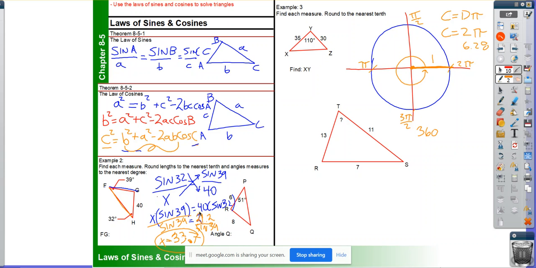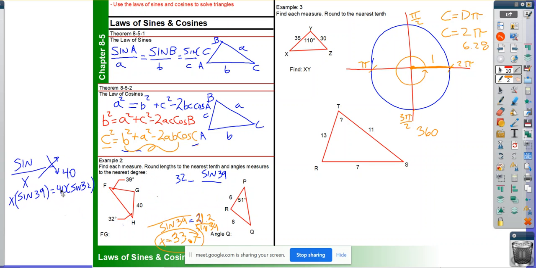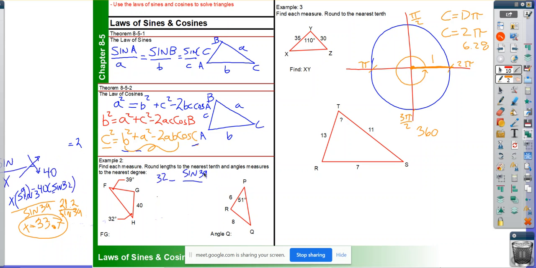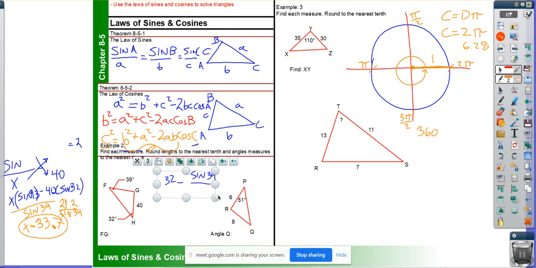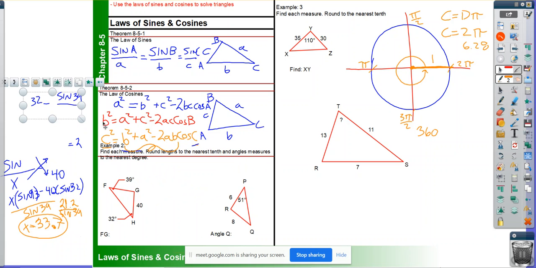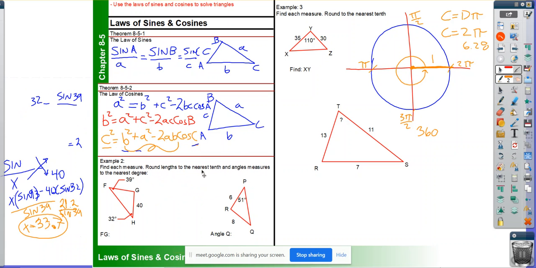Now, let's try the other one in example 2. There are two in example 2. So this was one of them. All right, so looking at angle Q, are we talking the law of sines or the law of cosines? Cosine. Because we have two side lengths, that is a giveaway that we're talking about the law of cosines. All right, so let's set this one up.